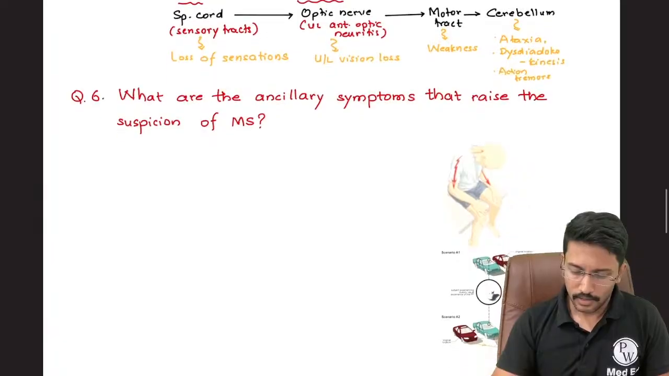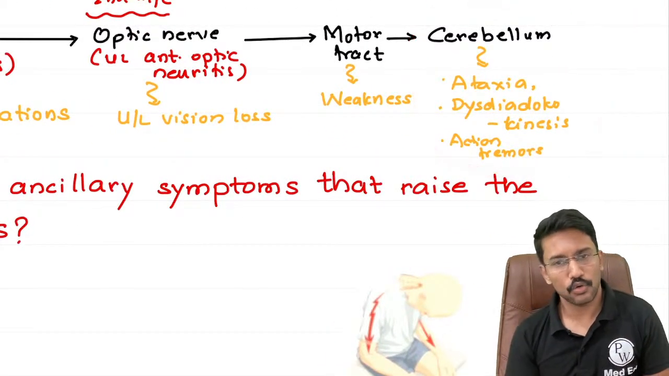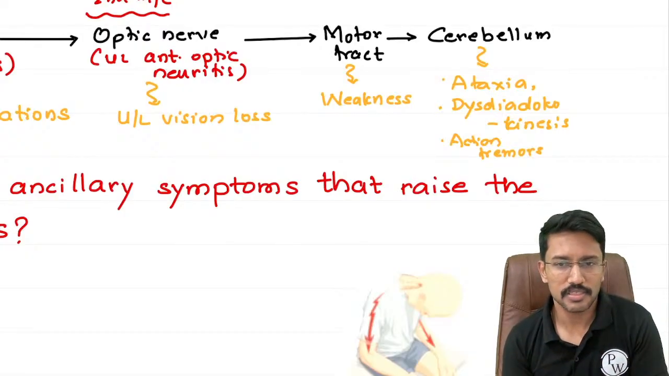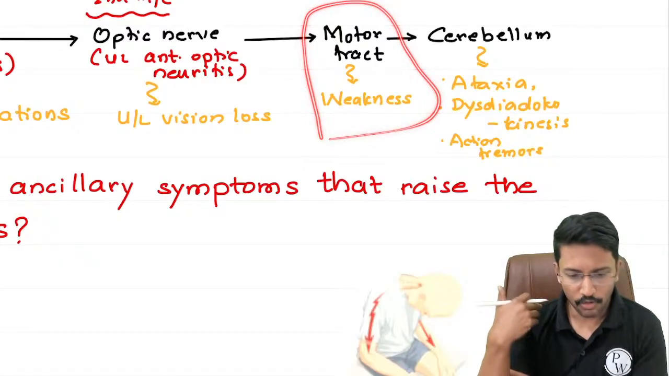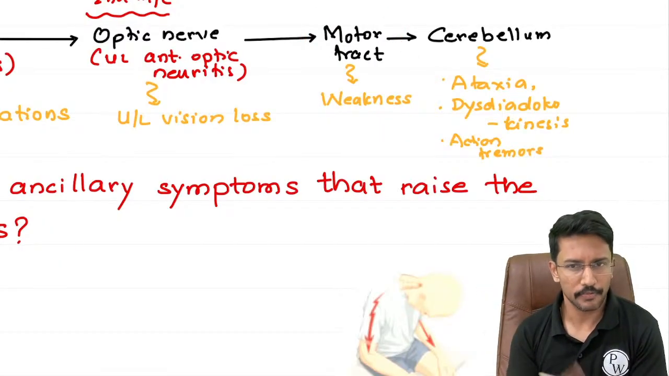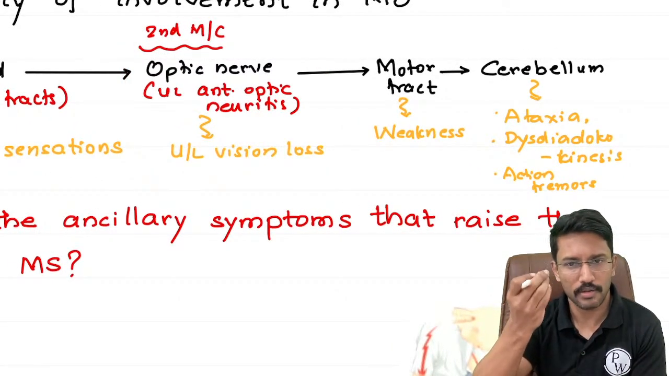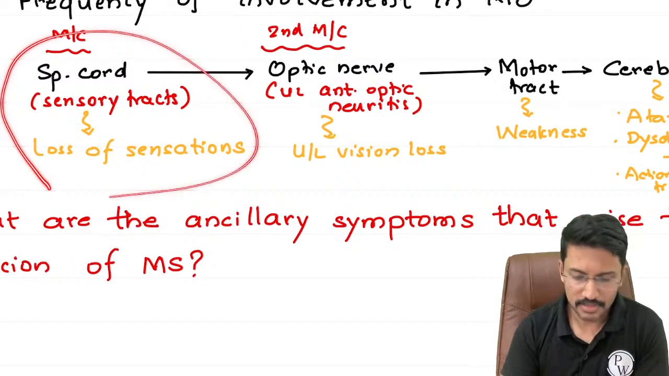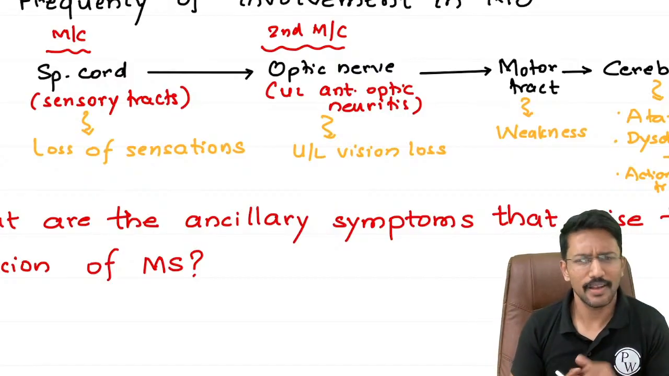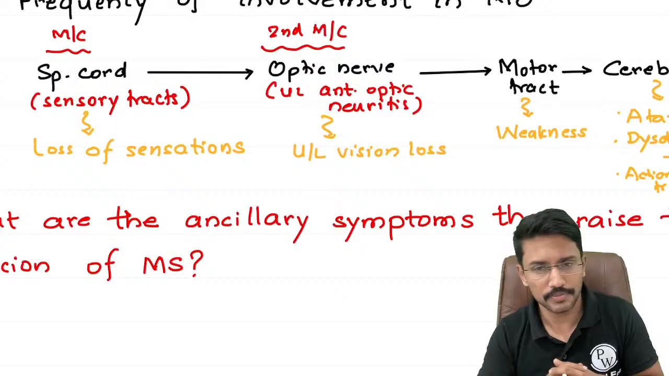Okay. Now the question is, can I have ataxia, dysdiadochokinesis, and action tremors if there is a tumor sitting in my cerebellum? Of course, yes, possible. Can I have weakness of some body part if I have a stroke affecting the motor cortex? Yes, possible. Can I have unilateral vision loss if there is retinal detachment or a foreign body or a trauma to the eye? Yes, possible. Can I have loss of sensations if I have diabetic neuropathy? Possible. Then how do I suspect that this is indeed because of multiple sclerosis itself and there is demyelination?